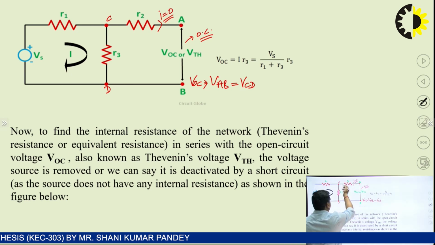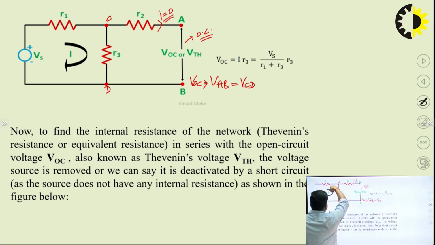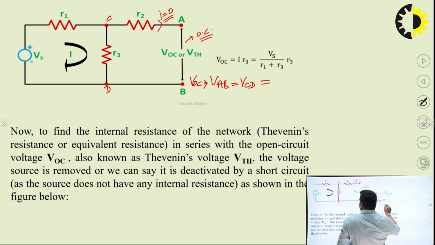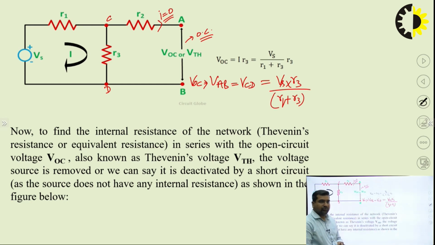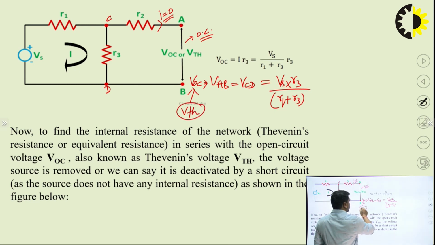What is the value of VCD? We can use the voltage divider rule. The total voltage that is given, Vs, is across the combination of R1 and R3. So the value of VCD becomes Vs into R3 divided by the total resistance R1 plus R3. We get the value of VOC. So this is your first part. We have calculated the open circuit voltage, or we can say this is your Thevenin voltage, also called VTH, by removing the load resistance.